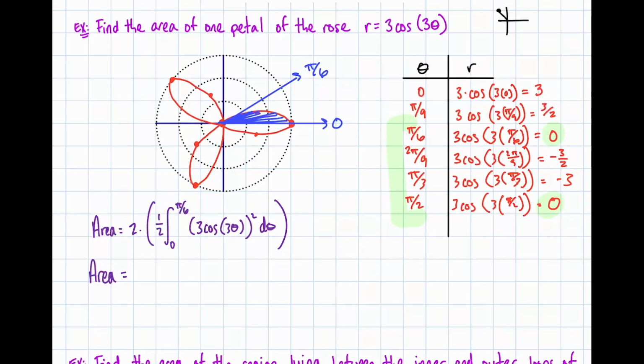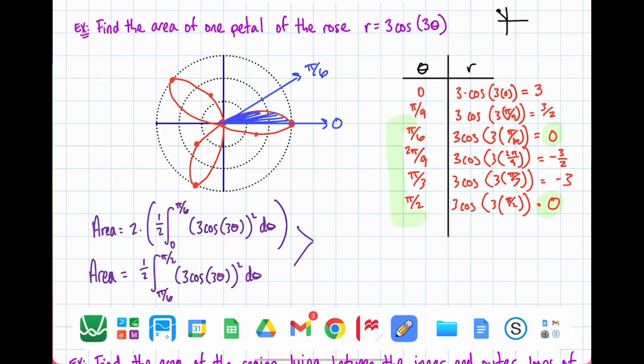In that case, I would get 1/2 the integral from pi over 6 to pi over 2 of the same inside bit. I'll just duplicate that to speed up some time. And we should get the same answer for both of these things. Let's take a look at our calculator and do it.